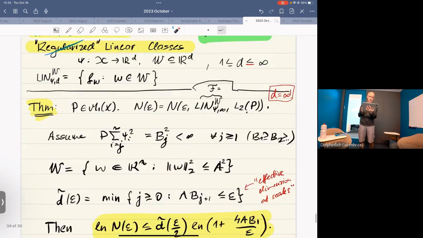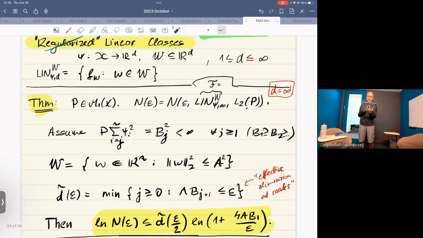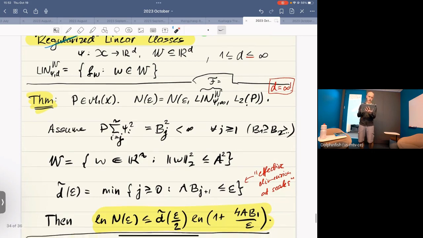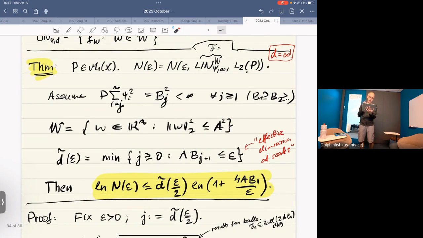And then, let's say you consider just a 2-ball. This is the 2-ball with radius A. Then you can take the first index such that A times this decaying sequence of numbers is smaller than epsilon. Since B goes to 0, such an index exists, it's finite. You take that, and that you call the effective dimension at scale epsilon.